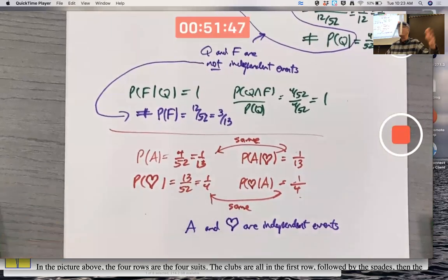Being an ace and being a red card are independent events. Being an ace and being a black card are independent events. Being an ace and being a spade, being a queen and being a club, those are all examples of independent events.